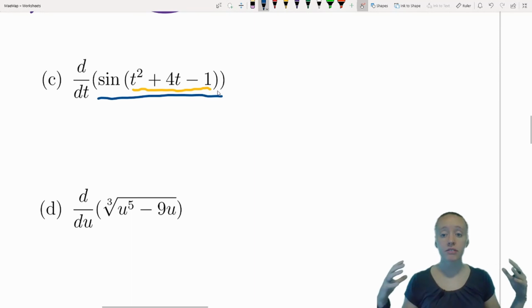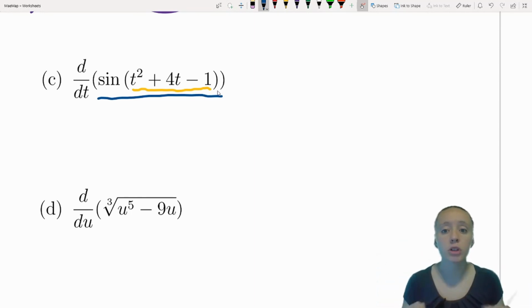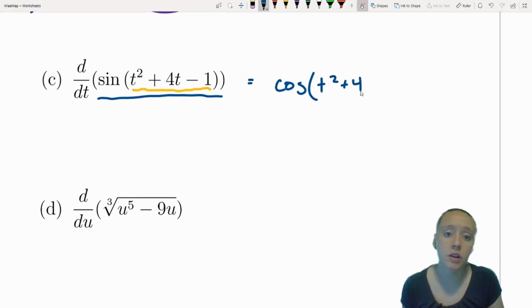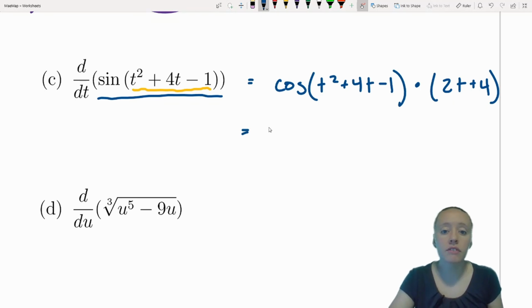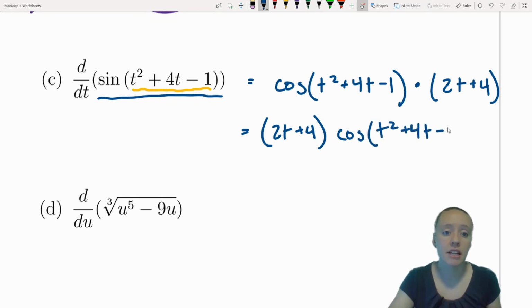Because the sine is my outermost function, and then I have this t squared plus 4t minus 1 as my innermost function, I have to take the derivative of the sine of that function first, and then multiply by the derivative of that function. The derivative of the sine of x, we know, is a positive cosine of x, but I don't have x. I have the sine of f of x. So the derivative of that is the cosine of f of x times f prime of x, or in this case, cosine of f of t times f prime of t. So this becomes cosine of t squared plus 4t minus 1. There's me taking the derivative of my outermost function, and then I'm going to multiply this all by the derivative of my innermost function, which is going to be 2t plus 4. So the derivative is 2t plus 4 times the cosine of t squared plus 4t minus 1.